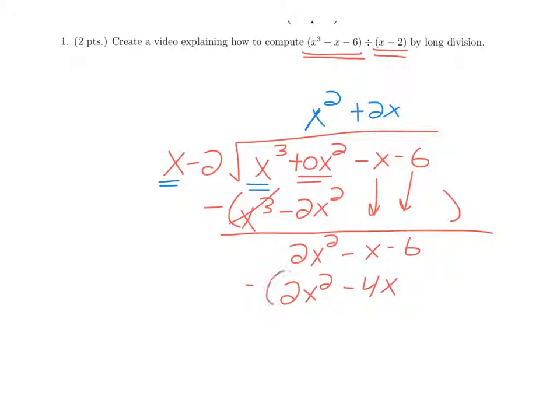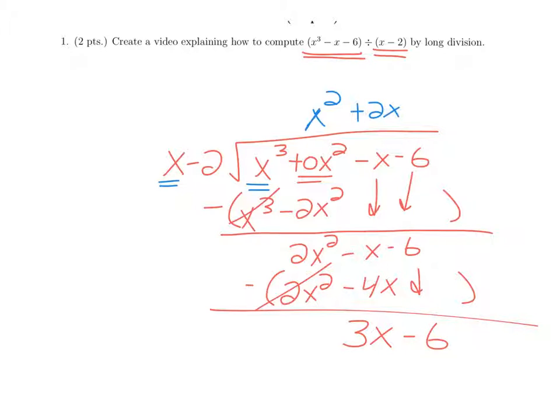We will subtract and place this in parentheses so we remember to distribute the negative. So 2x squared minus 2x squared is 0. Negative x minus a negative 4x would turn to positive 4x, so that would be 3x. And then we've got negative 6, and we're minusing 0. It just kind of drops down right here.